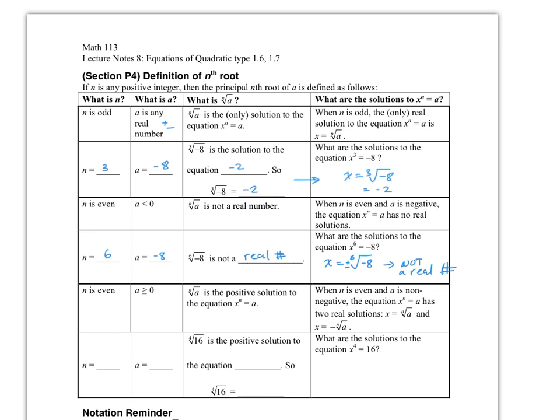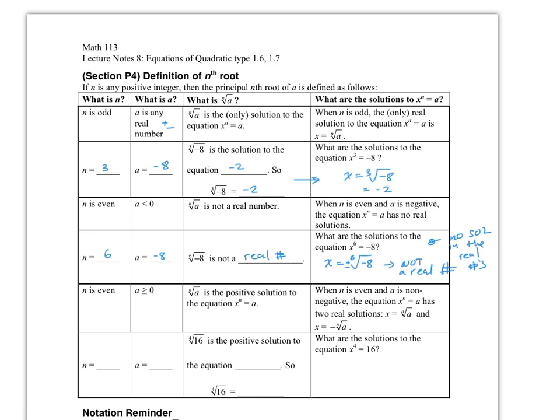And that's it. Or you can also say no solution in the real numbers. Same thing. But if n is even and a is positive, then not only does this have a solution, it actually has two solutions. That's the plus or minus that I mentioned right here.